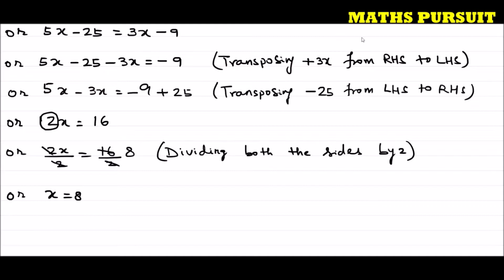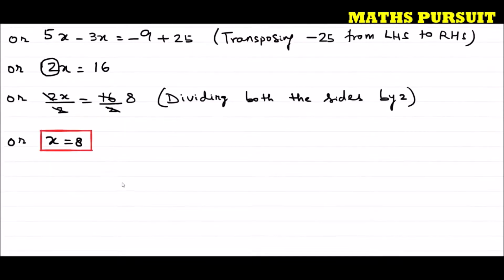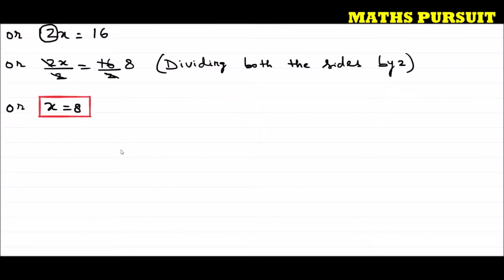Now guys, you could see that we got the value of x as 8. So this is our answer, guys. What we got? We got the value of x as 8, and this is our answer. Now this does not stop us here. We need to also check our answer and confirm whether whatever value for x we got is correct or not.